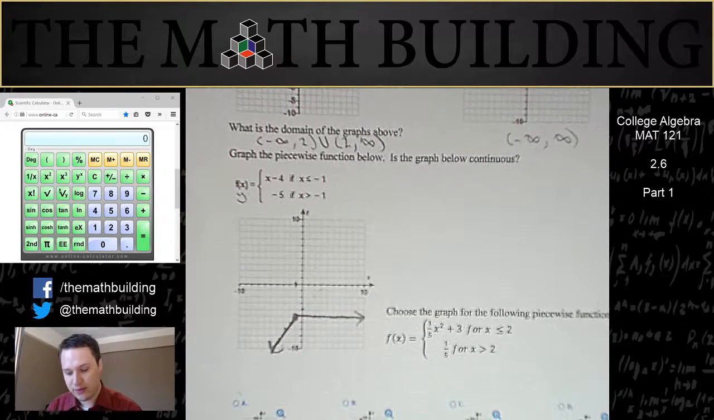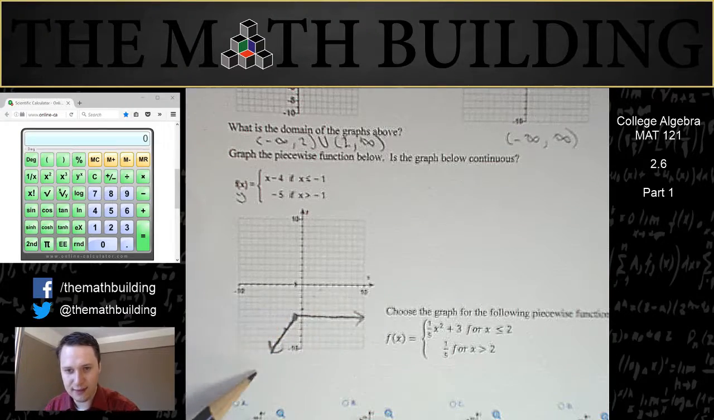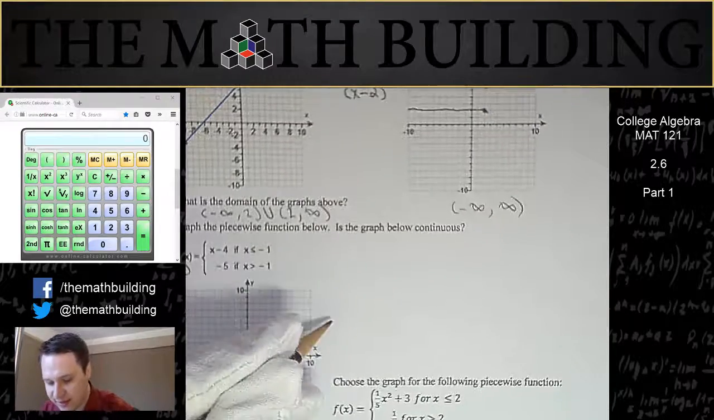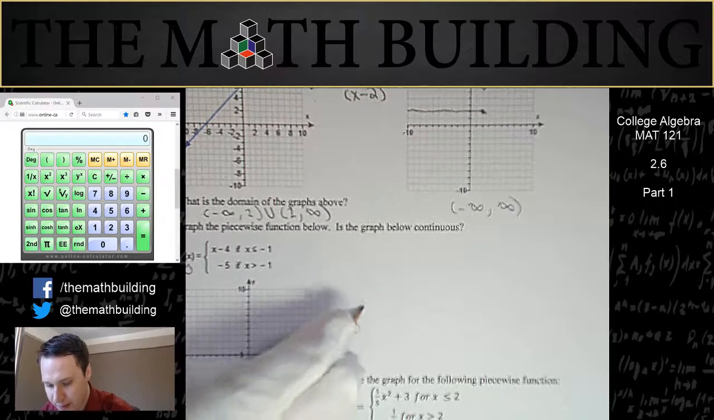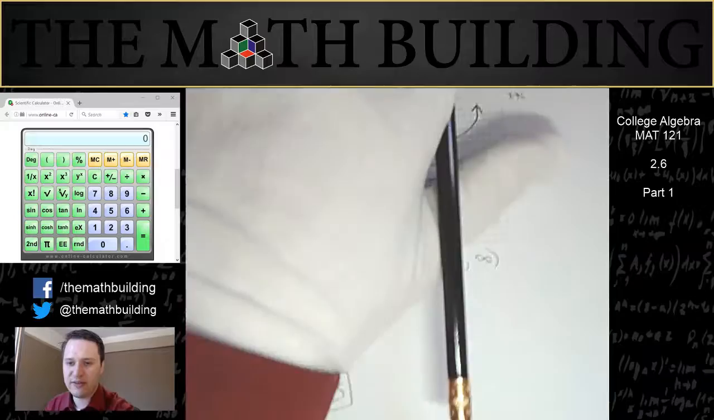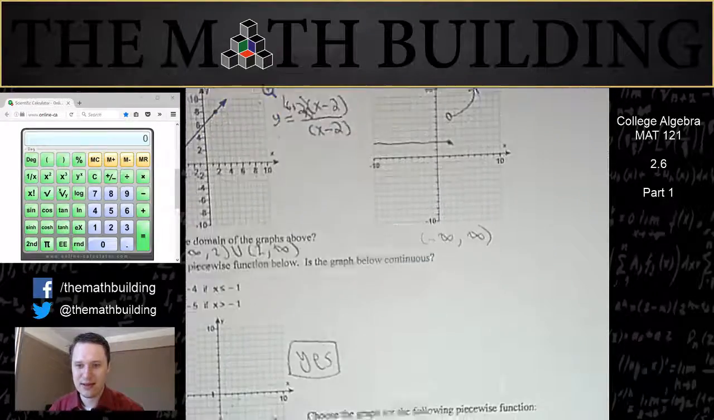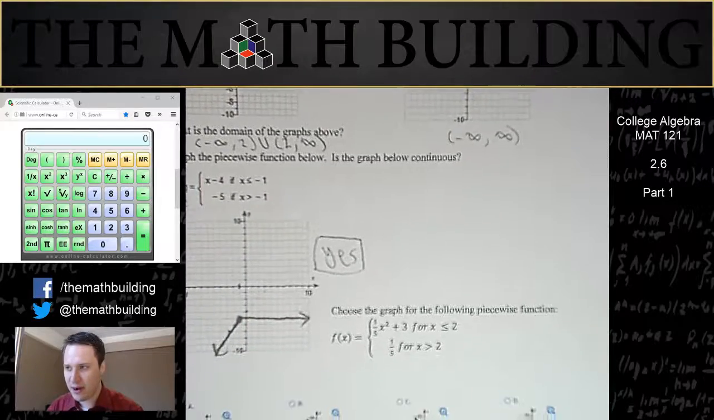Is it continuous? Can you draw this without lifting your pencil? Sure you can. So that's very lucky. That is continuous. And so that would be your answer to that part. And again, that's pretty lucky. Most of the time, this is going to happen, where you have a jump and then the graph starts somewhere else. So I think we'll stop there because I'm at 10 minutes.